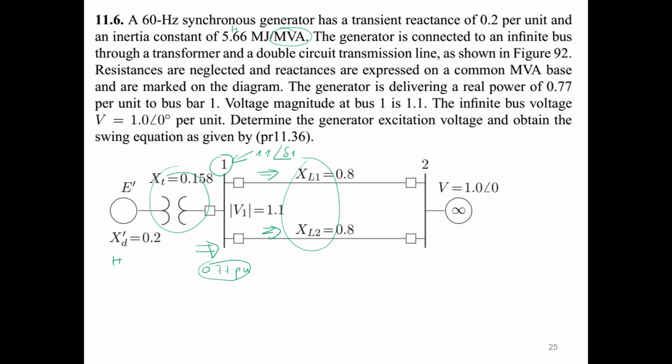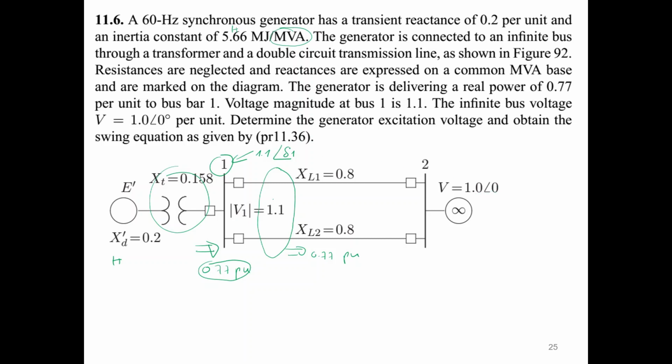to bus 1, this is an input to bus 1, is 0.77 per unit, which means that the 0.77 per unit will flow on the transmission line, these two transmission lines, or double circuit. The 0.77 per unit will flow over this corridor. The sum of this will flow 0.77 pu. Now you know that the power flows from bus 1 to bus 2. The V here is 1.0, and the angle is 0.